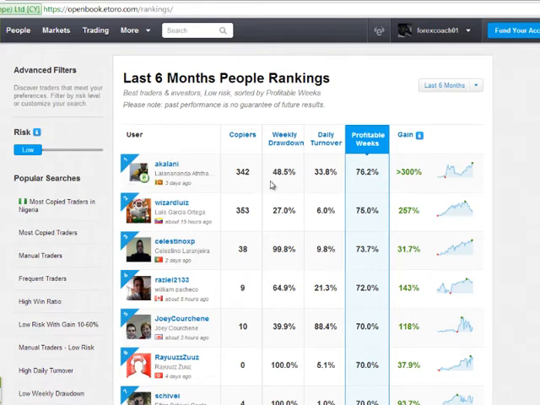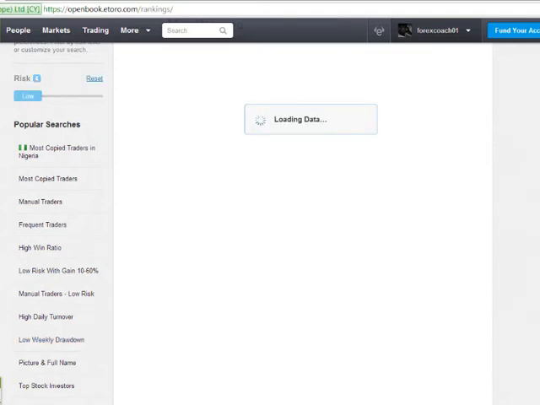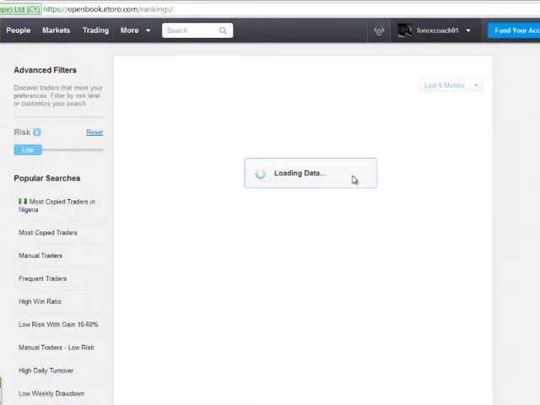So you can see this trader has a lot of copiers. He's made a lot of gain, but his drawdown, I can't take this because the risk is just too much for me. 64% is too high. So the first thing I do is go to the rankings tab. Within your eToro open book account, you click on the people rankings tab, then you click on low weekly drawdown. When you click on low weekly drawdown, it will bring out a list of traders with weekly drawdowns that are actually low, not too high.